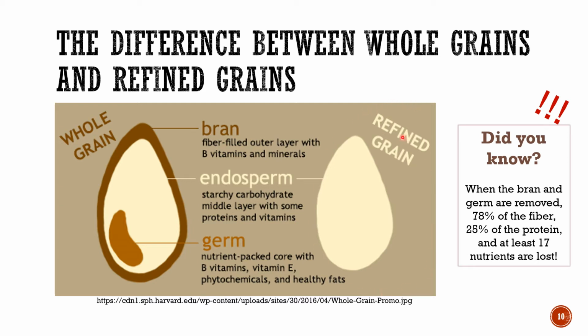If we look here on the right, we have a refined grain, and it consists of only the endosperm, that starchy carbohydrate middle layer. And did you know that when the bran and germ are removed, it also removes 78% of the fiber, 25% of the protein, and at least 17 nutrients are lost. So that bran outer layer and that germ core are very important to the nutrition of the whole grain.